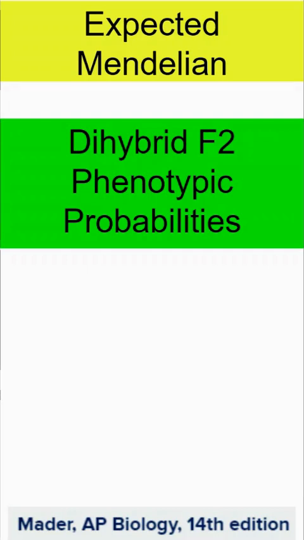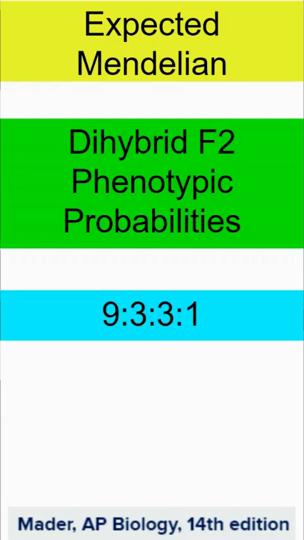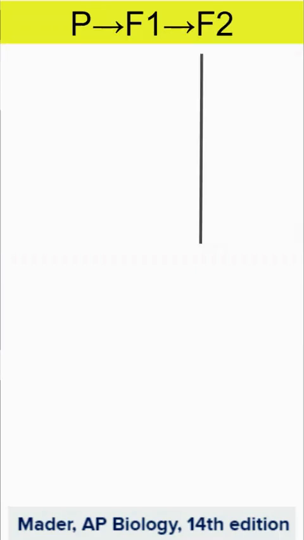We have to understand that the F2 generation is the result of crossing two heterozygous F1s, and phenotypic probability is what the overall ratio is going to look like. So if you were thinking it would be a 9 to 3 to 3 to 1 ratio, you're on track. Now, how do we get there?